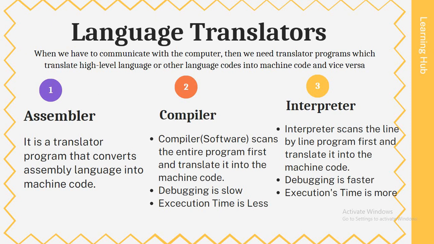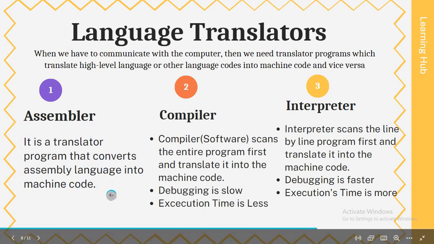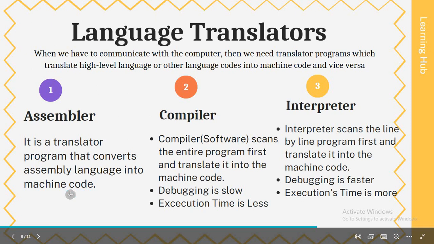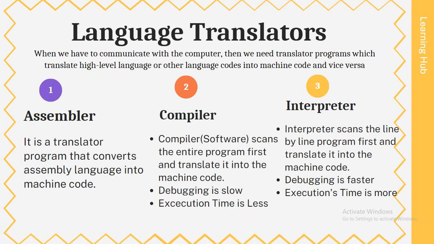A translator program converts high level to low level and low level to high level. Three types of translator program are there: assembler, compiler, interpreter. What is an assembler? An assembler is a translator program that converts assembly language into machine language. Assembly language is written in a 3-digit code, abbreviations like add, sub.